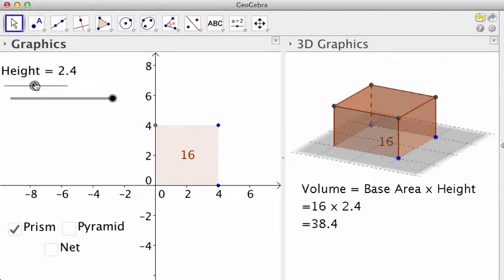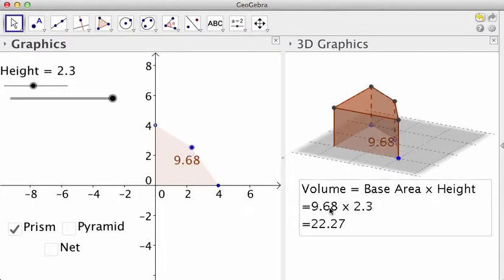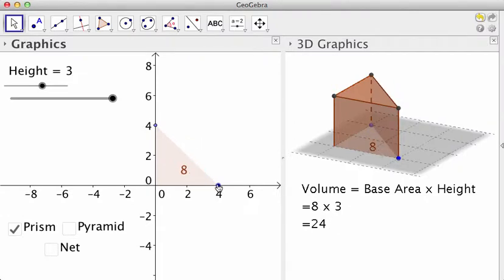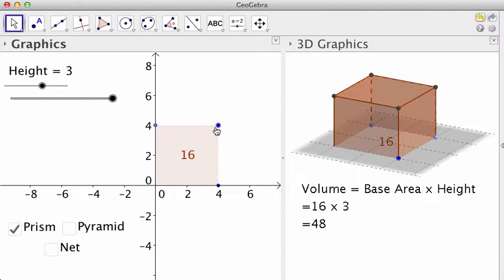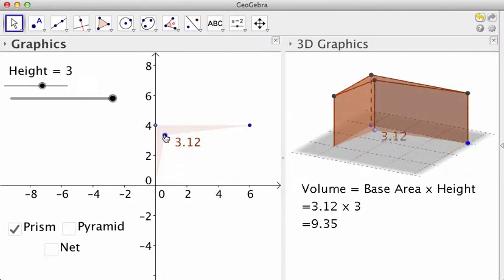Now, in this case, we had a base area that was easy to figure out, but suppose we had an odd-shaped polygonal base, something like this, that would not be so easy to figure out the area of. If you know the area and you know the height of your prism, it's still just base area times height, and it doesn't matter whether this is a triangle, whether this is a square, whether this is a rectangle. It's always still base area times height. Even if it's some weird looking shape like this, we still have a base area of 3.12. When we multiply that by the height of 3, we get the volume of this prism.